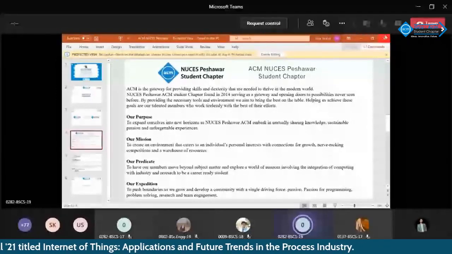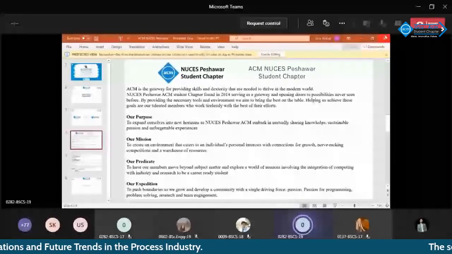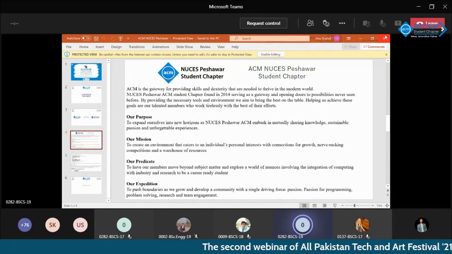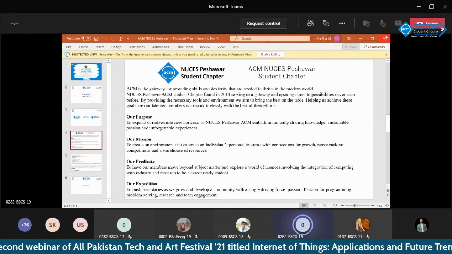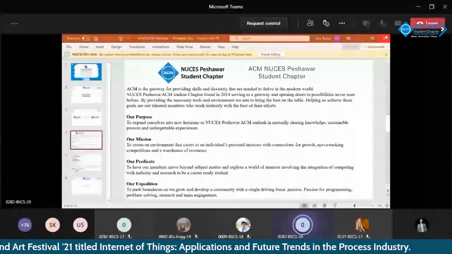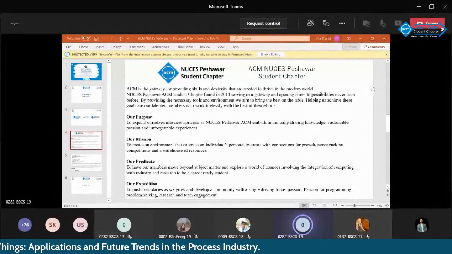Our purpose is to expand ourselves into new horizons as NUCES Peshawar ACM embarks on mutually sharing knowledge, sustainable passion, and unforgettable experience. Our mission is to create an environment that caters to an individual's personal interest with a connection for growth, nerve-wracking competitions, and a warehouse of resources.